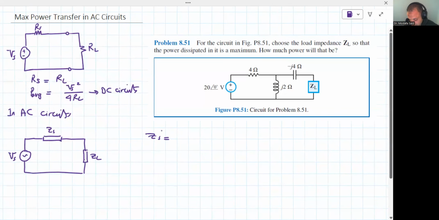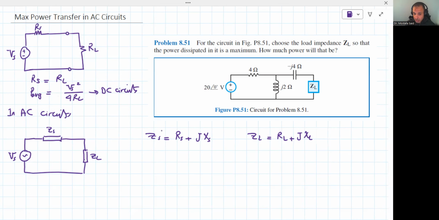Zs is generally equal to Rs plus j Xs. X can be positive if it's an inductor, or negative if it's a capacitor. And ZL, the load, equals RL plus j XL. Again, XL might be from an inductor, at that time it will be positive, or from a capacitor, at that time it will be negative, or a combination of both actually.